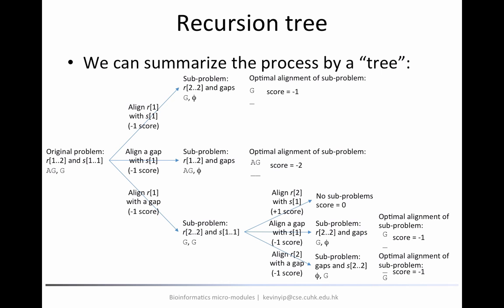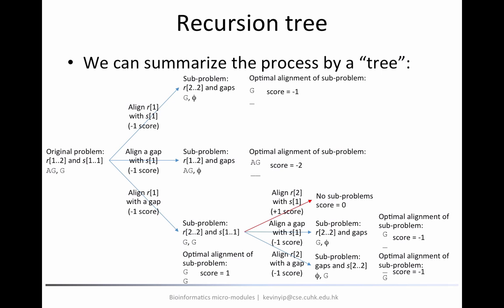For the three possibilities, if we take the first one, the whole score is 0 plus 1, which is 1. For the second one, the whole overall score is -1 minus 1, which is -2. For the third one, it is also -2. Therefore, by comparing the three possibilities, the best one is the first possibility. So we take that, and now we have a partial alignment, which is to align R2 with S1, with a score of 1.